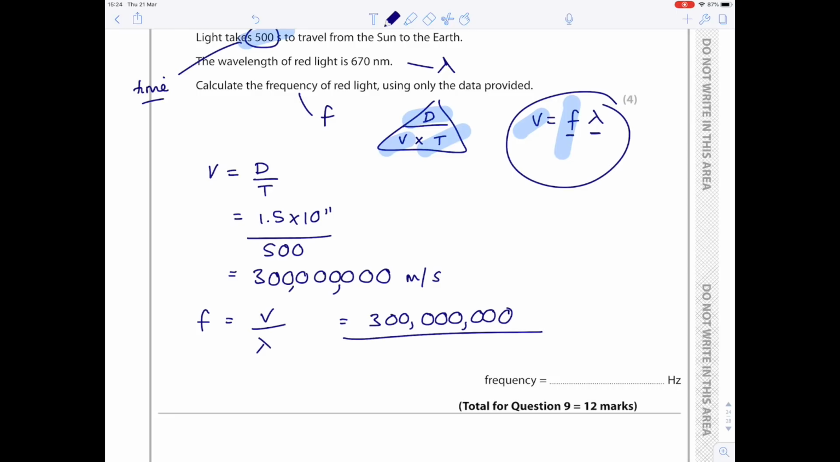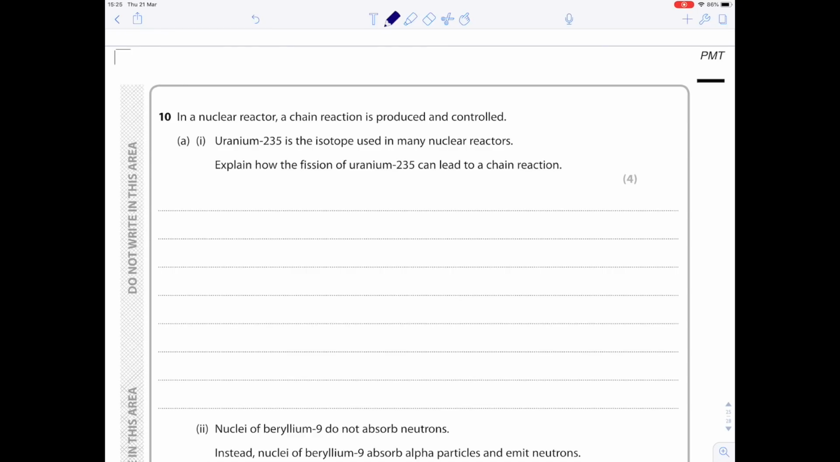Our wavelength is 670 nanometers. Be careful here. We've got to convert nanometers to meters, and the way we do that is by doing times 10 to the minus 9. You must know this. And when you pop that into your calculator, you get a value which is 4.48 times 10 to the 14 hertz.